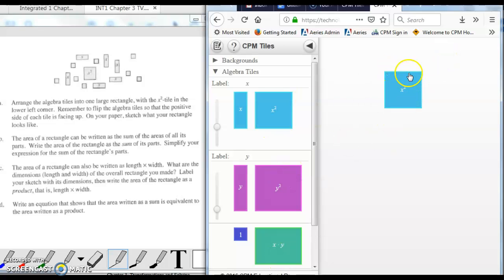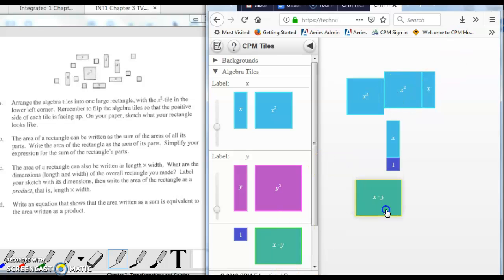So here's our x squared, so this side would be x and this side would be x. If I want another one, boom, got another one. I want an x. I want a 1, right? Notice that the 1 matches up with the bottom of the x, and notice that this x tile matches up on this side of the x squared. And the same thing will work over here. So again, notice that this x will match up here, and then the y.